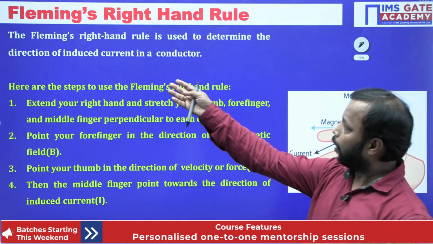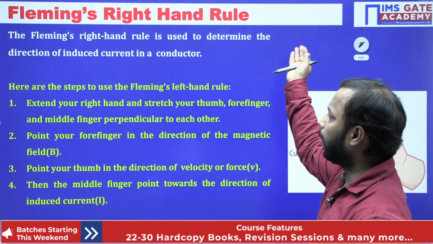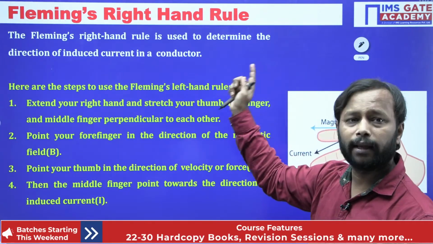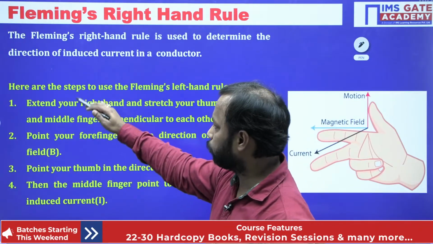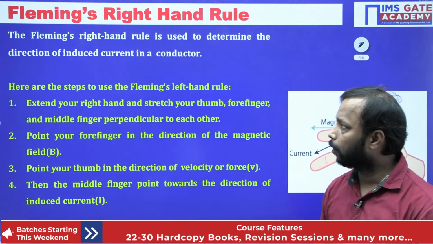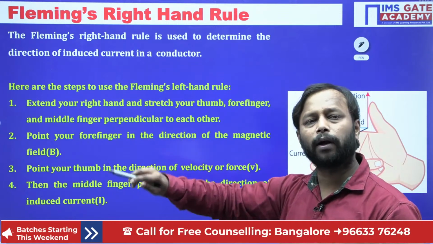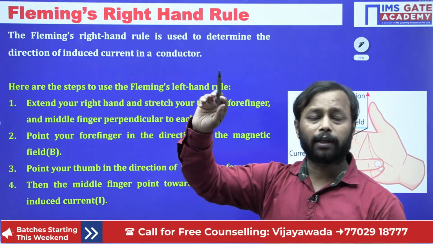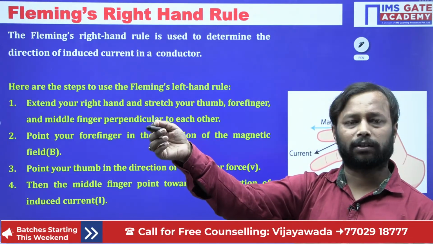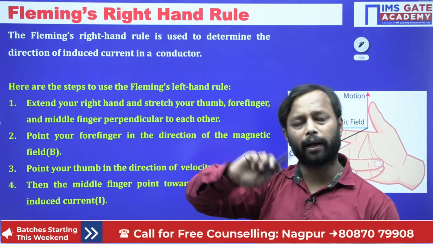Now see, Fleming's right hand rule is used to determine the direction of induced current in a conductor. So how are we going to find it? By using this step. What makes the difference between rule 1 and rule 2? In rule 1, the direction of current was given to us, and we were finding the direction of magnetic field.